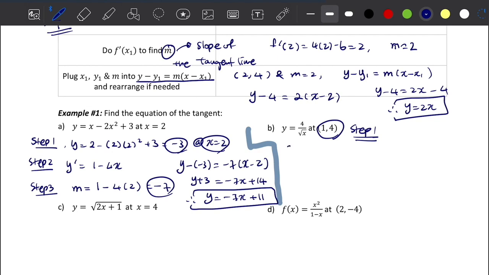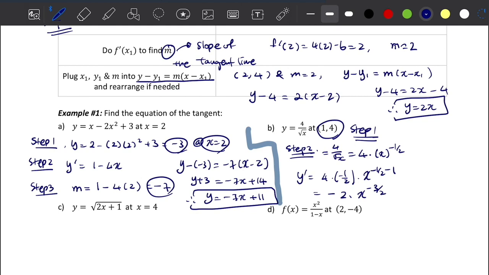Then we go to step 2, differentiate this function y. So we have 4 over square root x, and this is the same as 4 times x to the power of -1/2, right? Then we can differentiate this as 4 times -1/2 times x to the power of -1/2 minus 1. So we get -2 times x to the power of -3/2. This is our derivative, right?